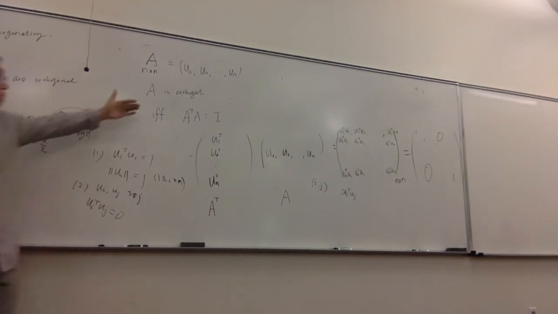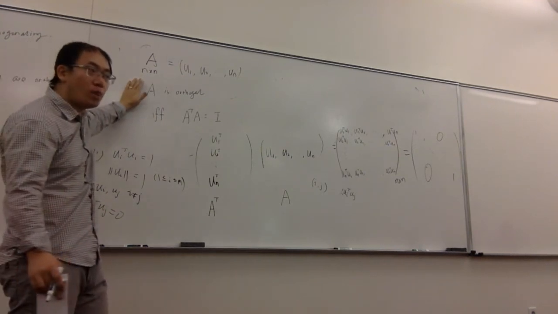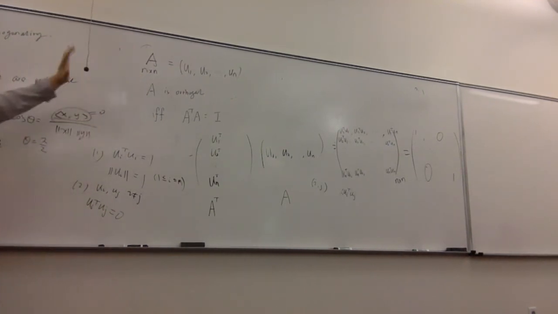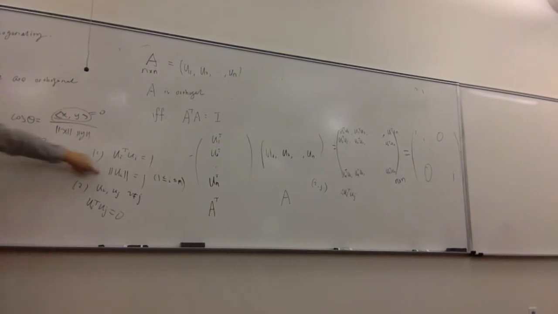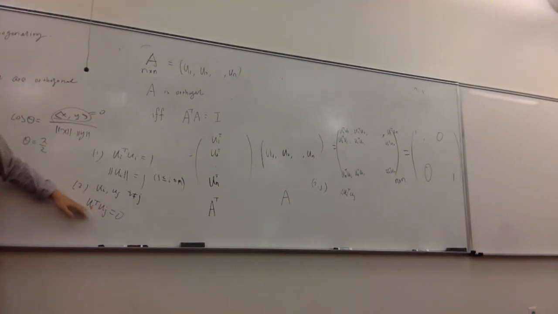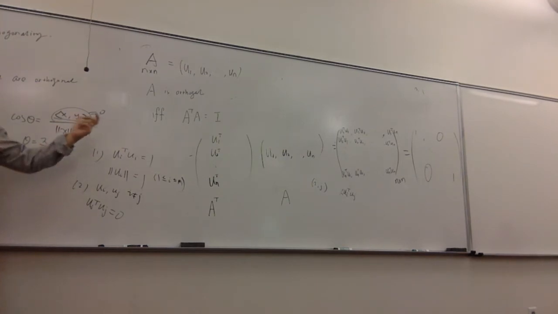So from the definition of an orthogonal matrix, what can we get? Two conclusions. First, each column vector has Euclidean norm 1, meaning that each column vector is a unit vector. And second, any two distinct column vectors are orthogonal. So now we can connect this orthogonal matrix definition to orthogonal vectors.